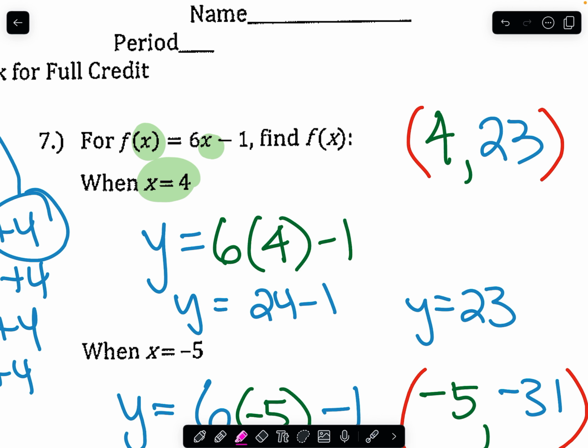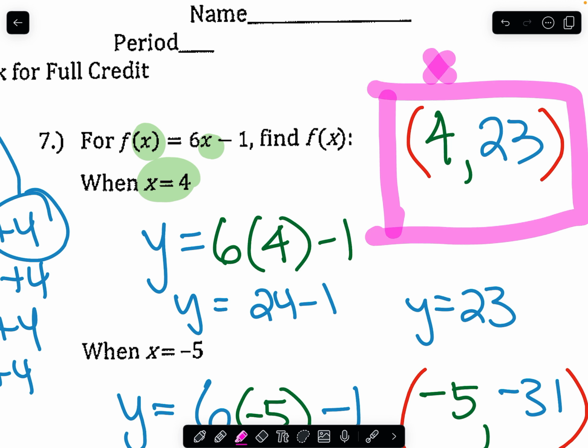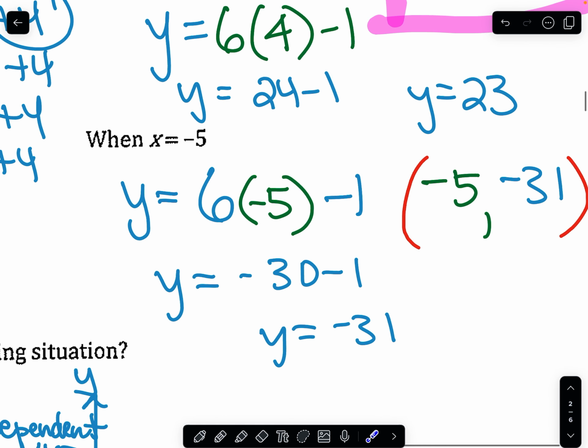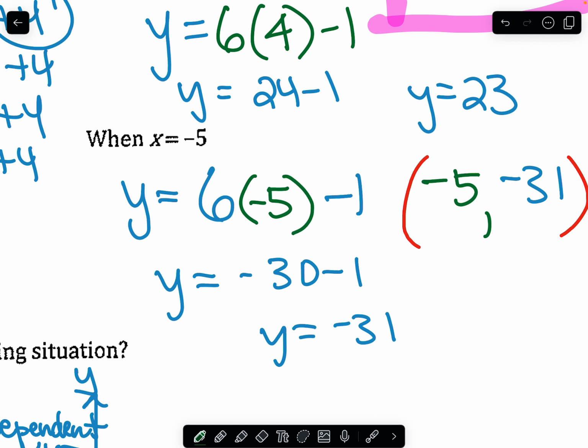And of course, we want to write our answer in the form of a point, right? Our x and our y values. Because when x is 4, y is 23. On the next part, when x is negative 5 and we substitute that in, we see that when x is negative 5, y is negative 31. Right? Don't forget that when you're doing this, you would add a negative, which is why it's negative 31.